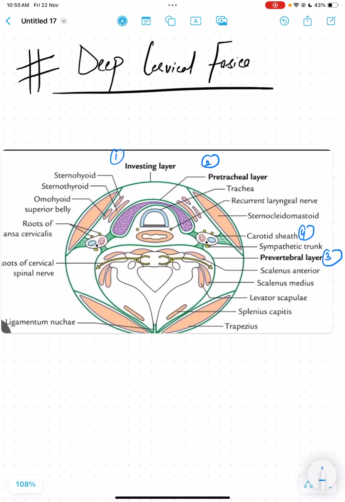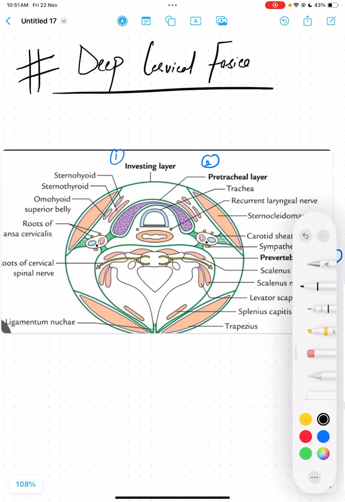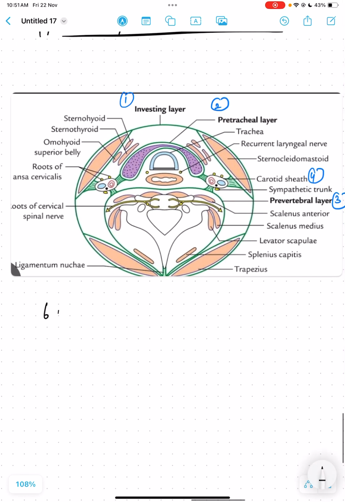Today we are going to discuss in short about the deep cervical fascia. As all of you are watching this video, please look into the diagram. First of all, what is the deep cervical fascia? Basically, it involves six parts. What are the six parts of deep cervical fascia? I am writing down here.